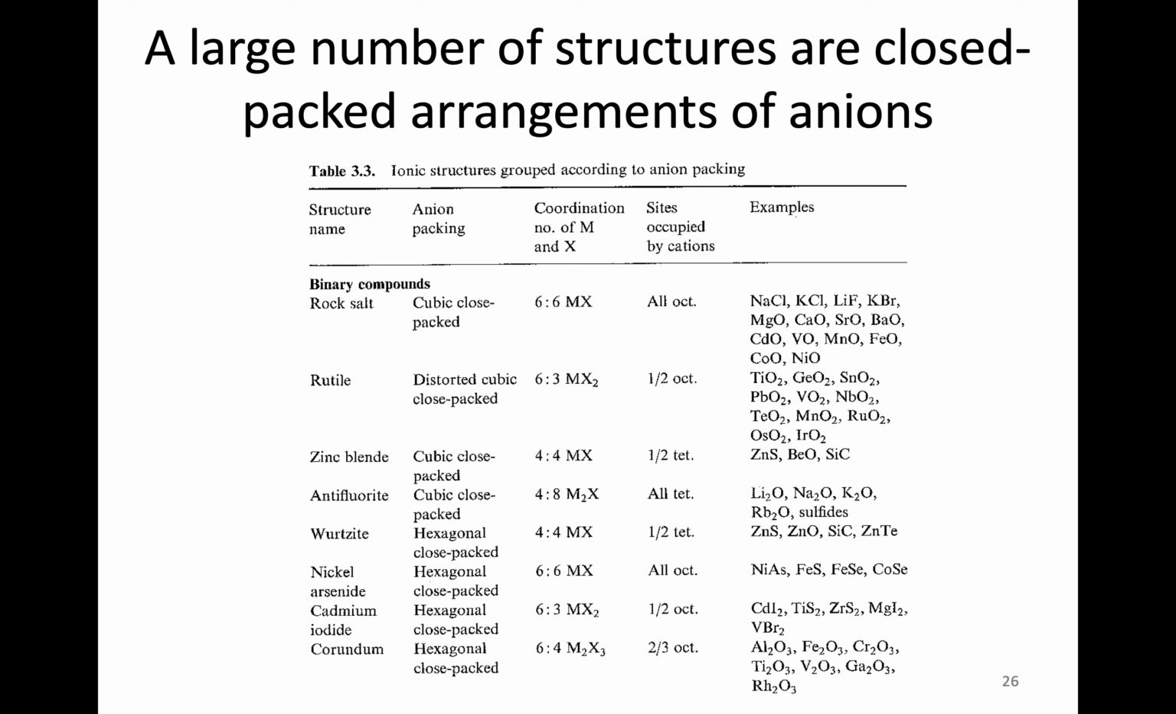And so this gives you a vast majority of these various structures: rock salt, rutile, zinc blende, antifluorite, wurtzite, nickel arsenide. All of these can be described in this manner. And so in the next sections, we will work through some of these binary compounds so that you can see all these different factors and see how this fits all together.